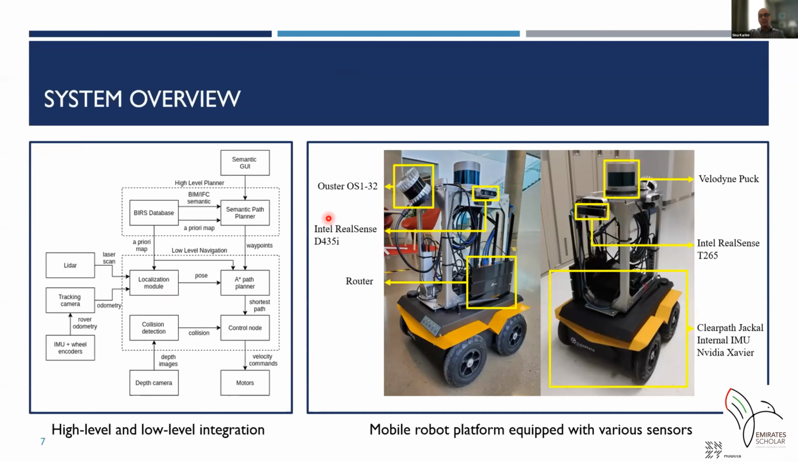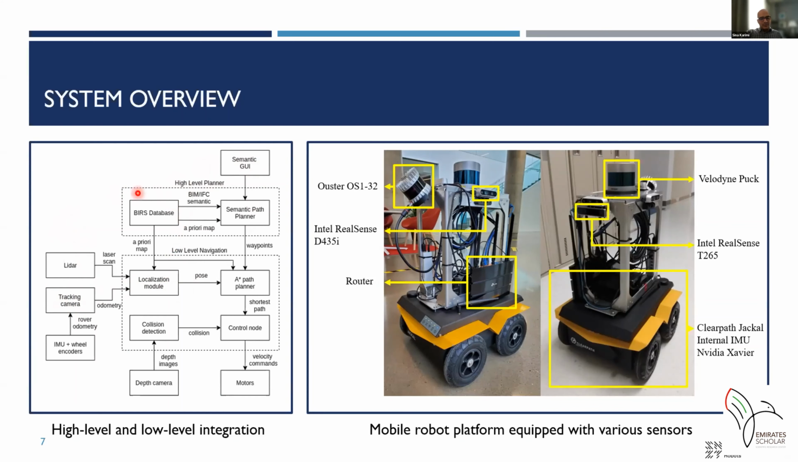Here is the system overview and also the robotic platform that we use. We use several sensors integrated with the robot, as you can see: the laser scans, RGB cameras, depth camera, tracking cameras, and also IMU and the wheel encoders. So for the system overview, the robot takes the information from LiDAR and the tracking camera and puts them into the localization mode. The localization mode also gets the information from a BIRS database, which contains the BIM information.